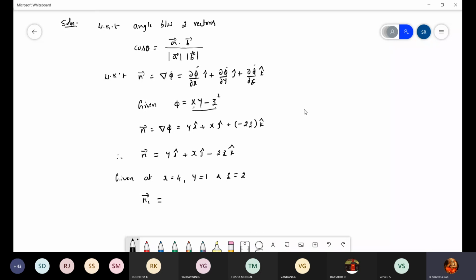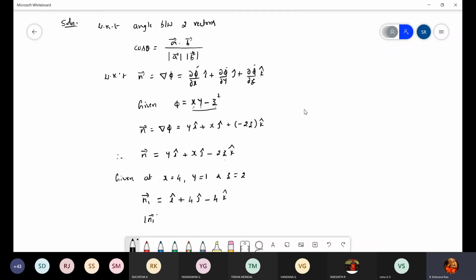Given, at x is equal to 4, y is equal to 1, z is equal to 2. So substitute, what will you get? y is 1, you will get i cap plus x j, x is 4, 4 j cap, minus 2 into z, z is 2, 2 times 2 is 4 k cap. So this is the first vector, and calculate its magnitude.